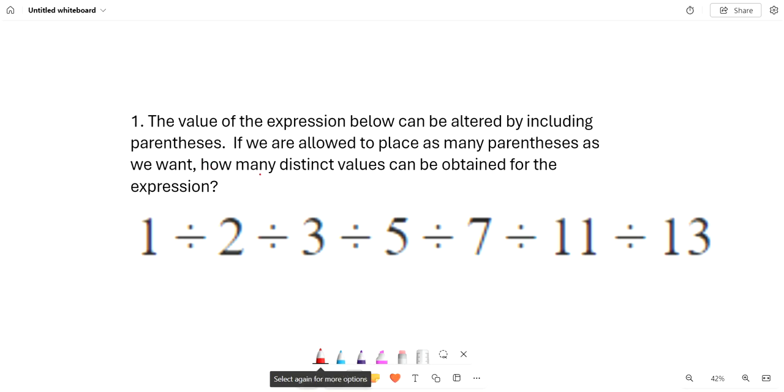So this is number 1 of week 32 Thursday, and it says the value of the expression below can be altered by including parentheses. If we are allowed to place as many parentheses as we want, how many distinct values can be obtained for the expression? So here we can start by drawing some parentheses sets like this.